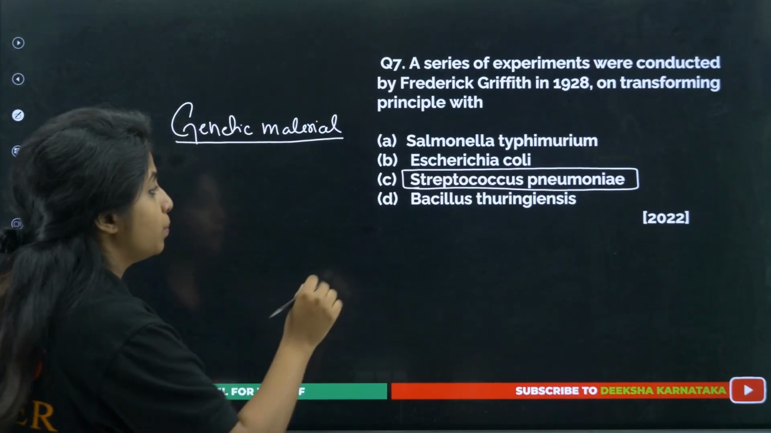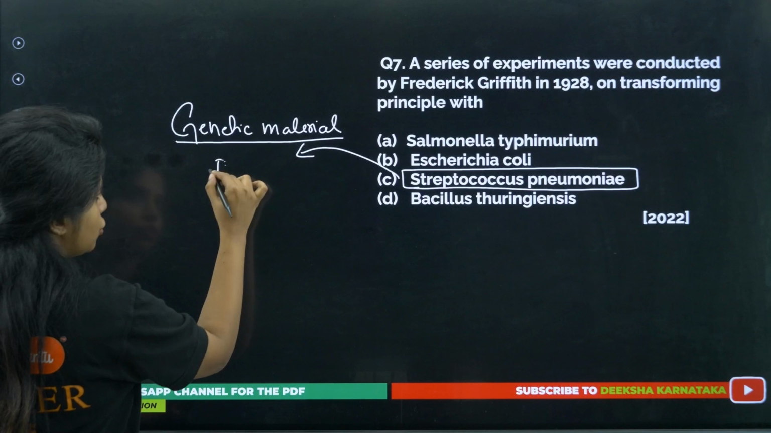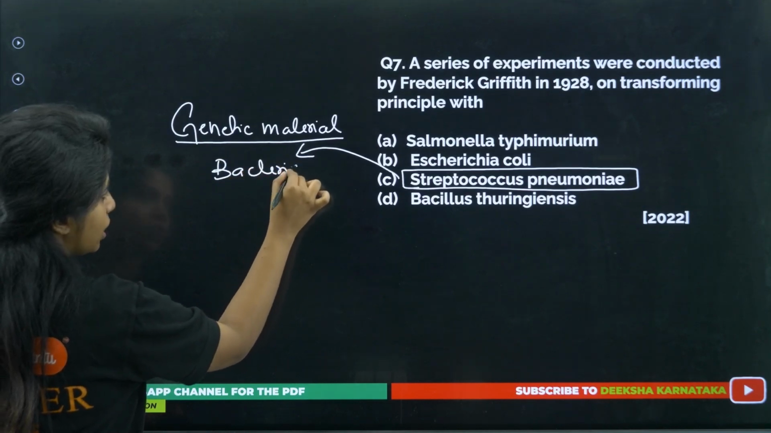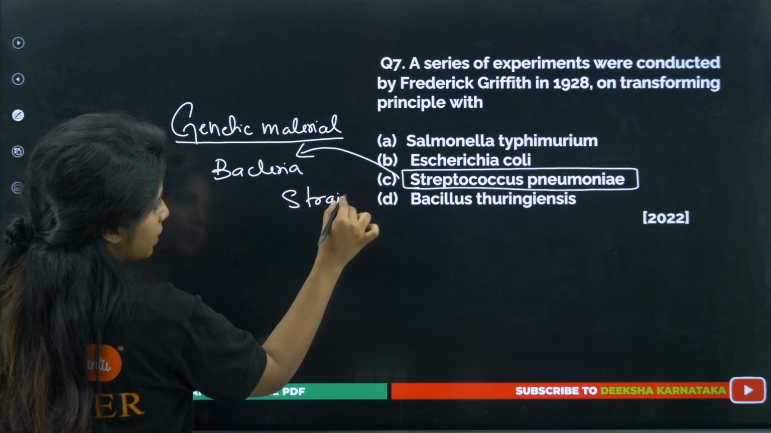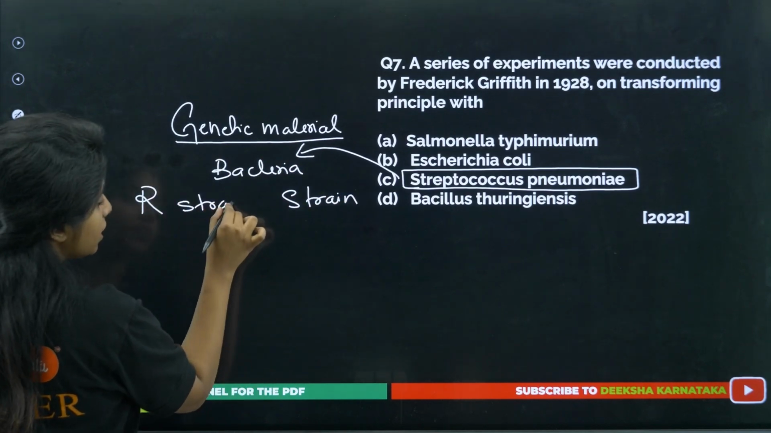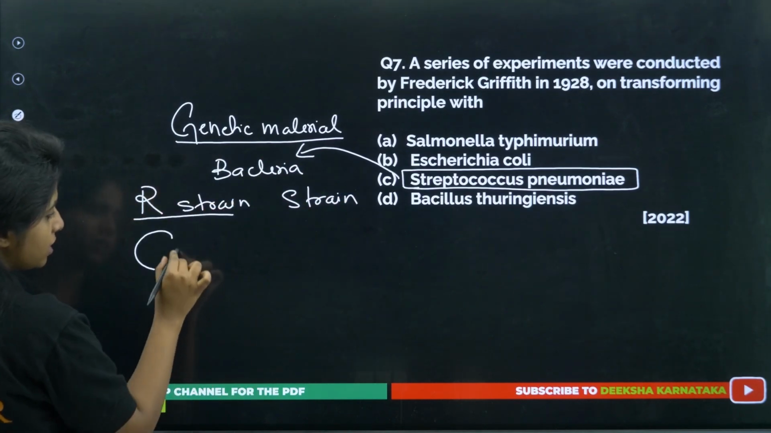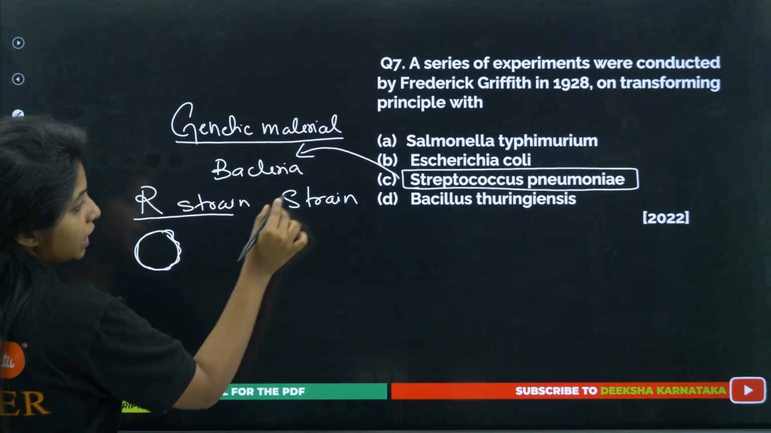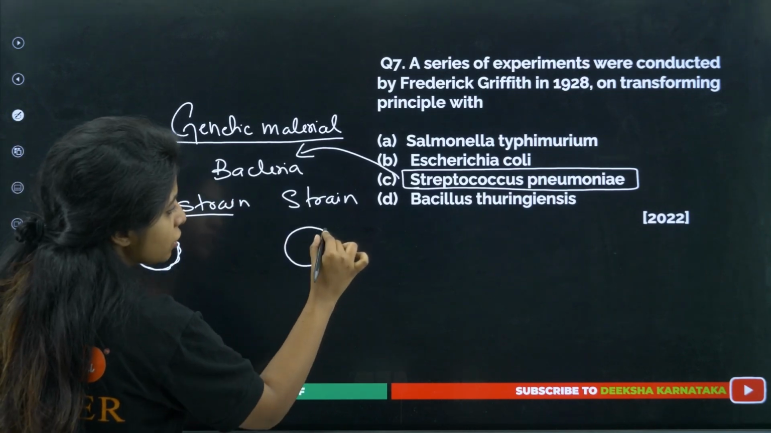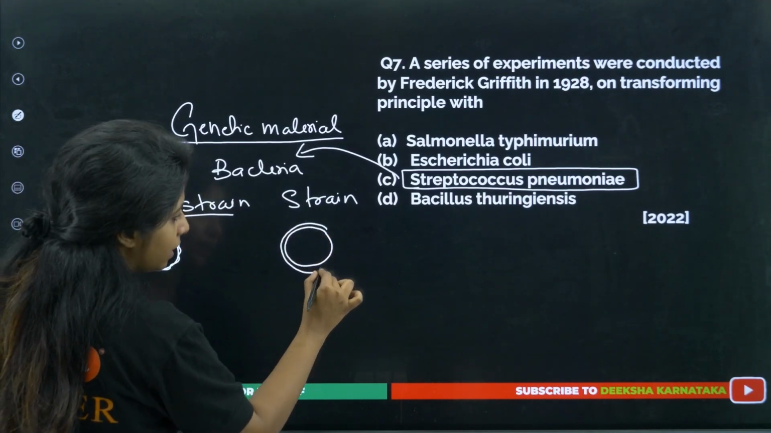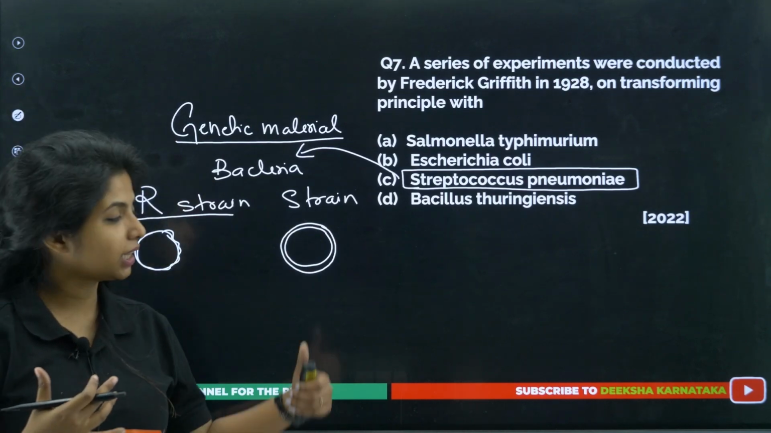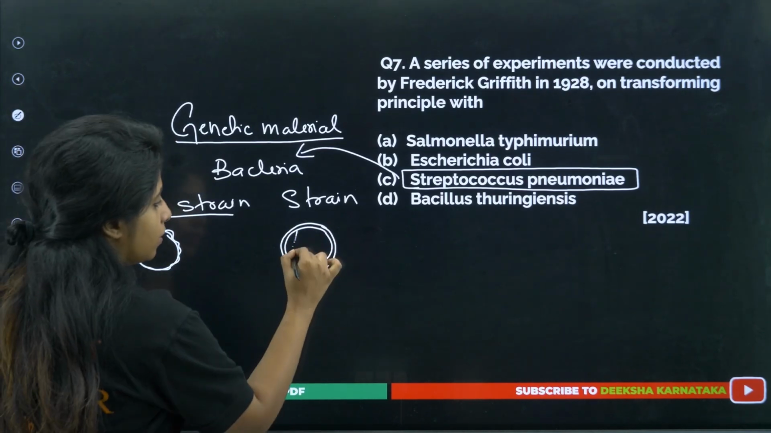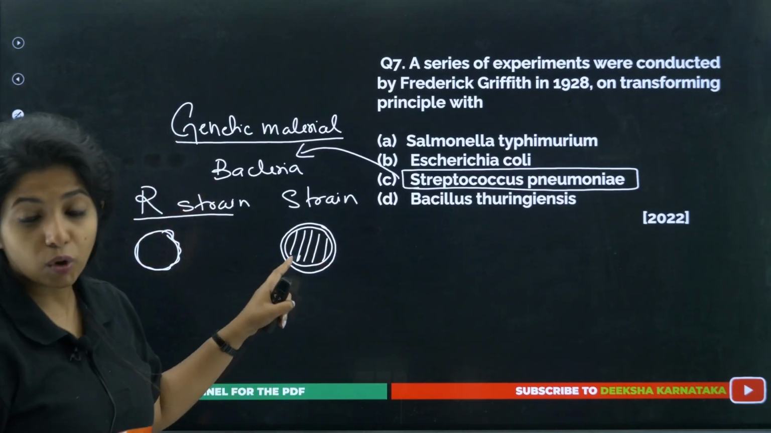Now this particular bacteria has two strains. One is the R strain and one is the S strain. R strain is the rough strain, that means on the surface it has some rough thingy. S strain is the smooth strain which has an extra polysaccharide layer around it, which makes it appear so smooth. So we think that this guy is the actual good guy, but it's going to cause the whole trouble.